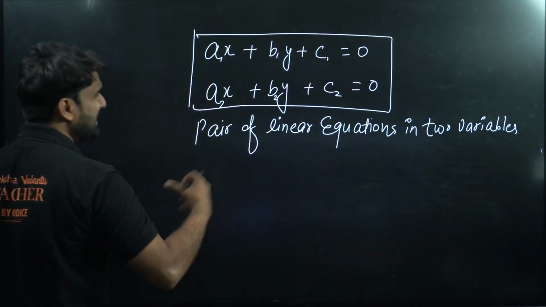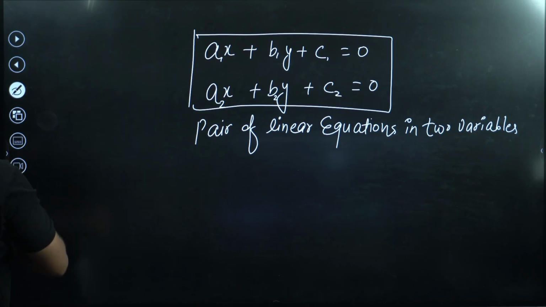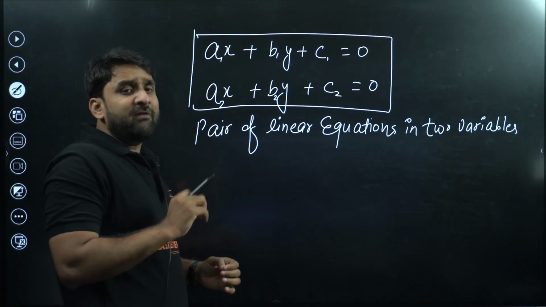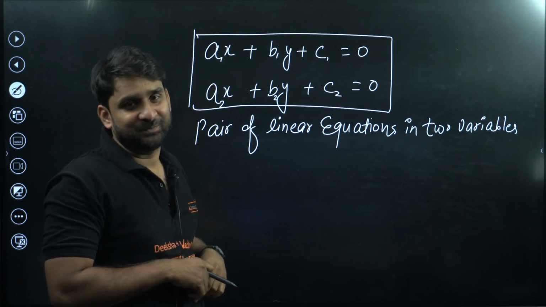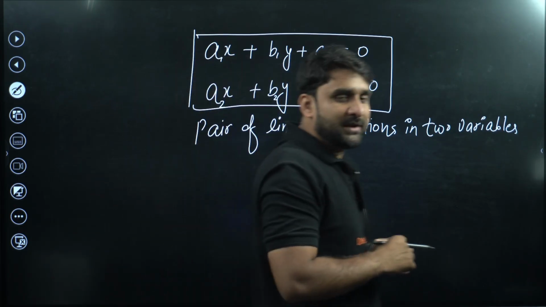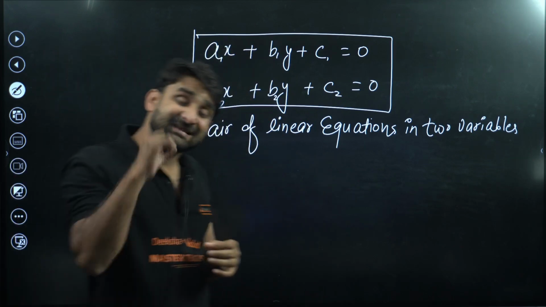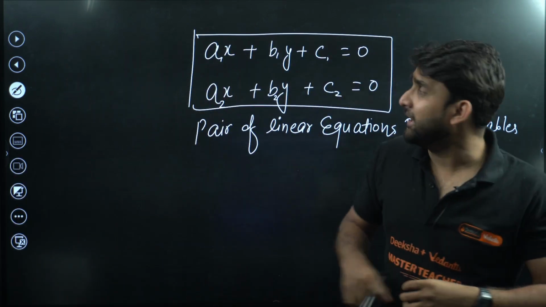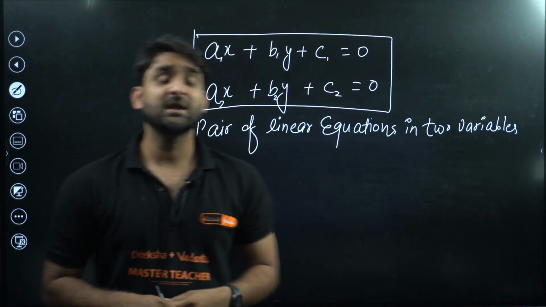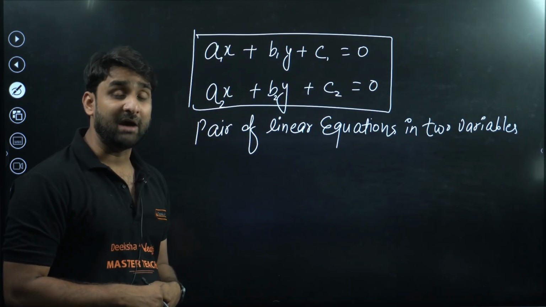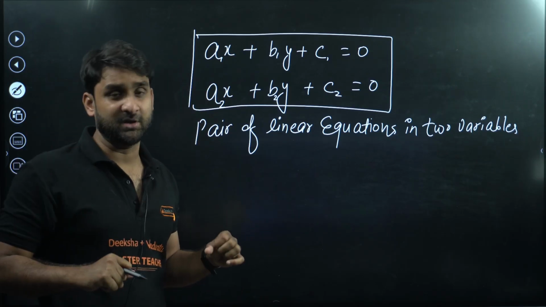Now let's talk about a few properties. My dear champion, we will be solving the linear equations to find out the value of the variables. Sometimes a pair of linear equations will have exactly one solution. Sometimes it will have so many solutions, and sometimes it will have no solution. So there are three possibilities when solved.